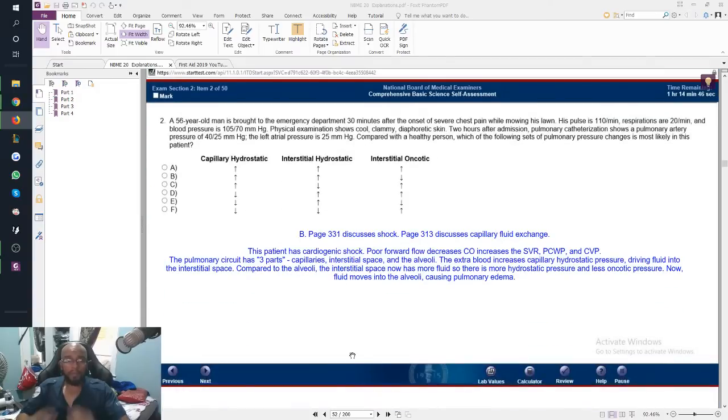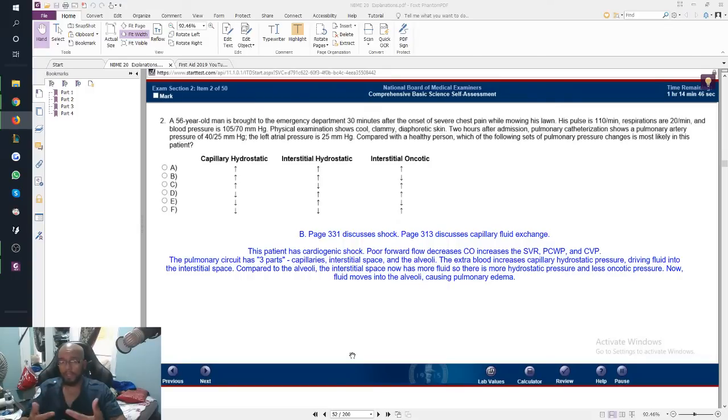Number 2, a 56-year-old man is brought to the emergency department 30 minutes after the onset of severe chest pain while mowing his lawn. His pulse is 110 per minute, respirations are 20 per minute, and blood pressure is 105/70. Physical exam shows cool, clammy, diaphoretic skin. Now, I think in the first block, we also had another question where the patient had cool skin or something like that.